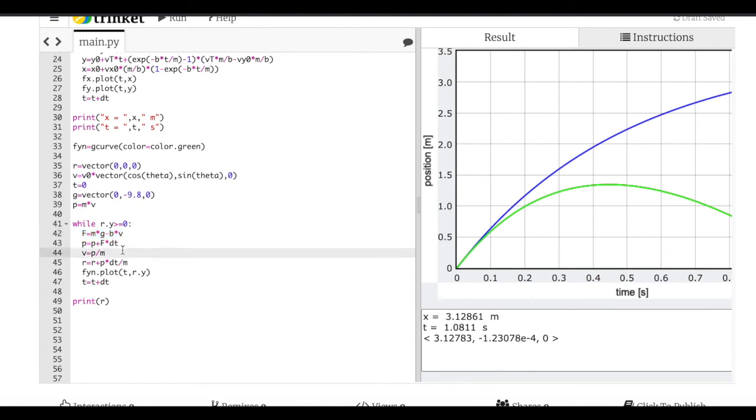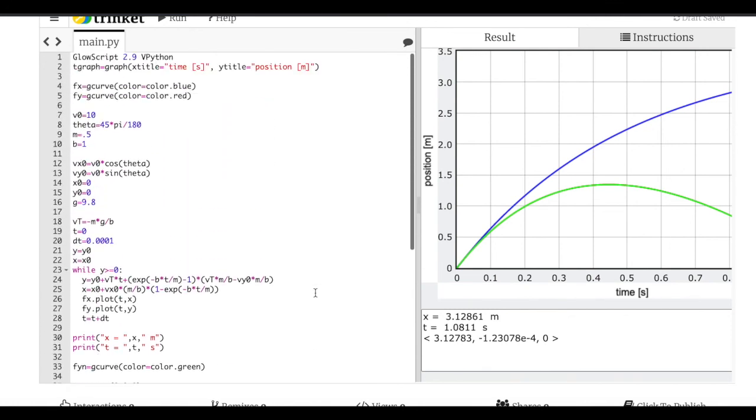So if I add this line in right here, after I update the momentum, I recalculate the velocity, then it works. You see here, the two lines are on top of each other, and I print out the final position, the same. Everything's working. So I fixed it, and I'm pretty happy. Yeah. Cool. The end.